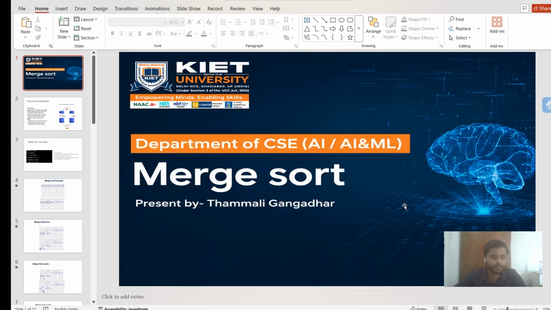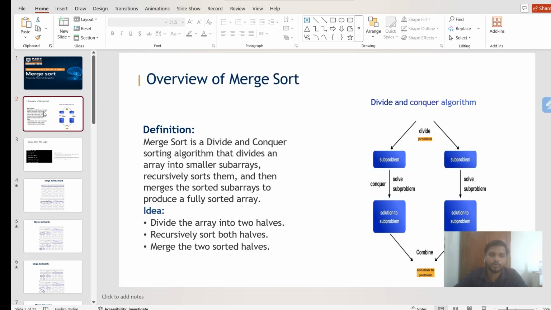Today we are going to discuss a sorting algorithm called merge sort. Before getting into details, let us see a definition of what merge sort is. Merge sort is a divide and conquer sorting algorithm. What is it going to do? It is going to divide the array into two halves and then recursively sort both the halves, and finally it is going to merge both the halves into a single array.